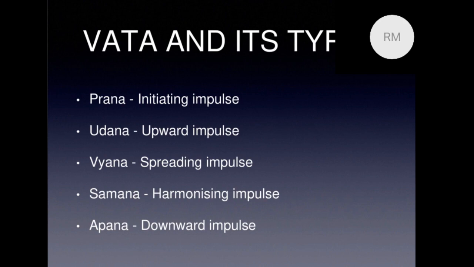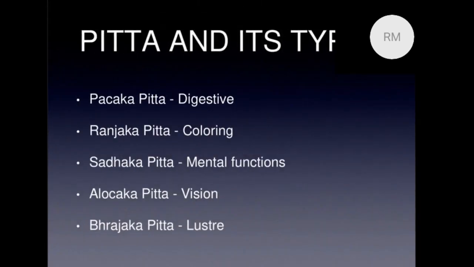So this is about Vata and its types. We will look at each of these types of Vata in a short while. But today we are going to focus mainly on Vata and its types. But still I want to introduce the other types of doshas, the Pitta and its types. So we have 5 Pittas. They are the Pachakapitta, which is digestive, which is actually located in the stomach region, especially in the liver.